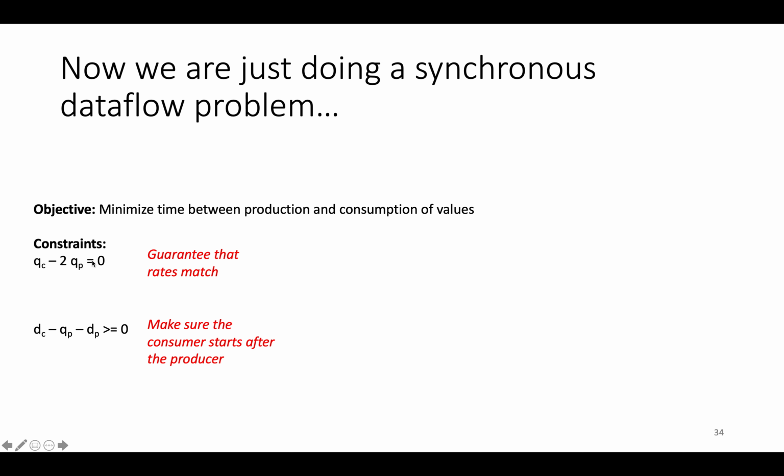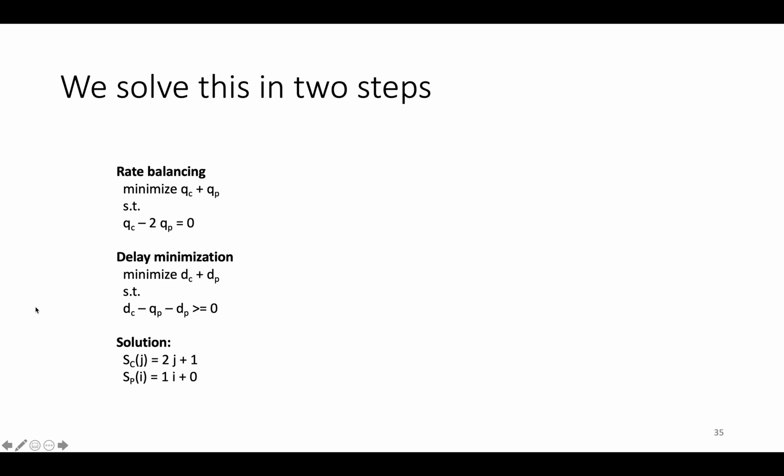And basically these two different constraints correspond to guaranteeing that the data production rates match and making sure that the consumer starts after the producer. And these problems are extremely simple. They're so simple they don't deserve to be called ILP problems in some ways, because the rate problem is really just something that can be computed using a least common multiple computation. And this problem is actually a difference logic problem that could be solved in polynomial time.